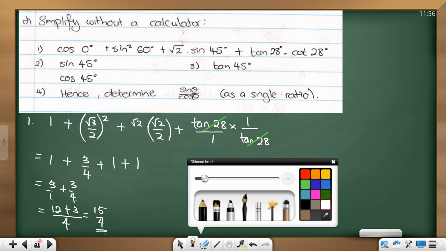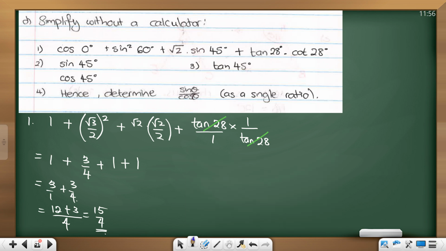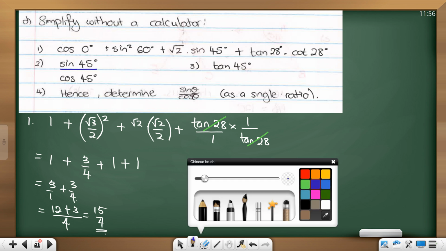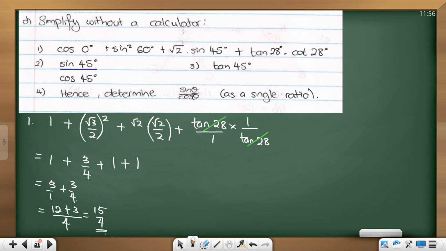All right, quickly. Number 2. What's your answer for number 2? Sine 45 over cos 45 degrees. This is root 2 divided by root 2 over 2. Check the table. Cos 45.